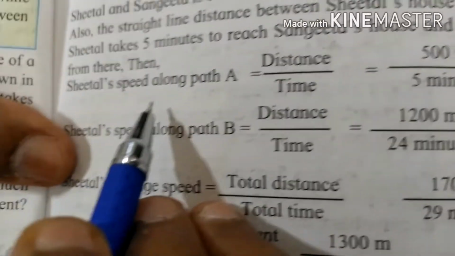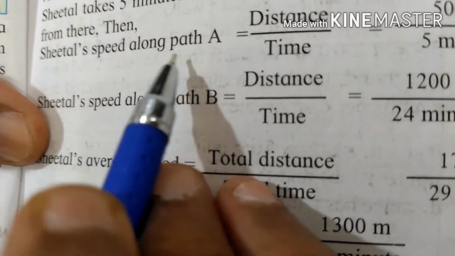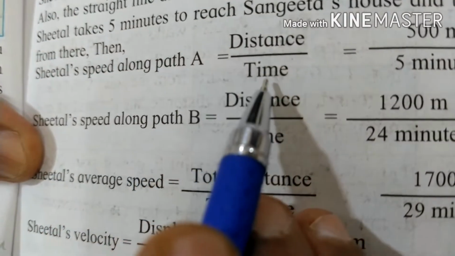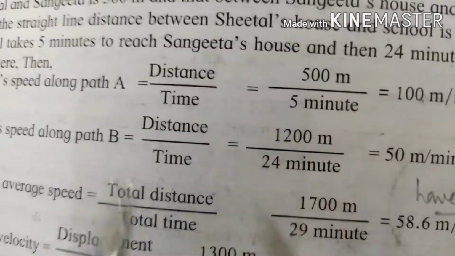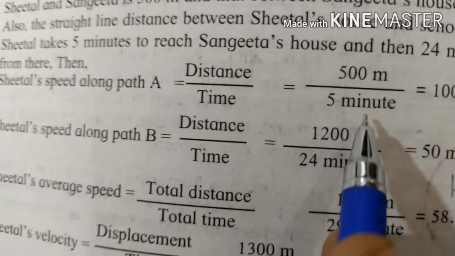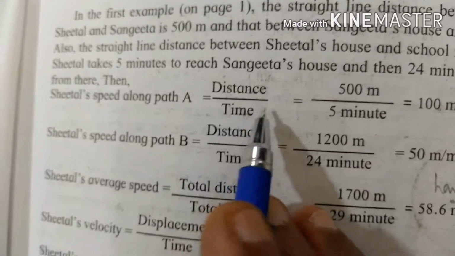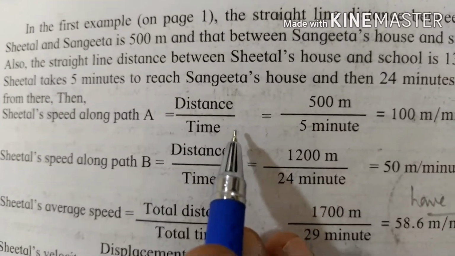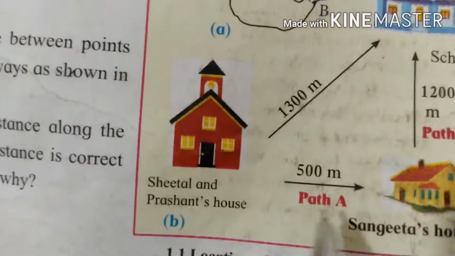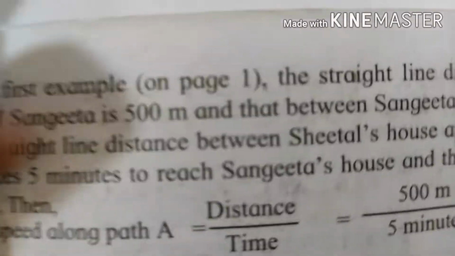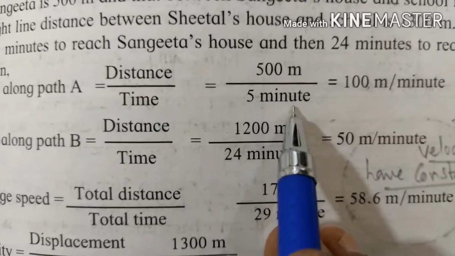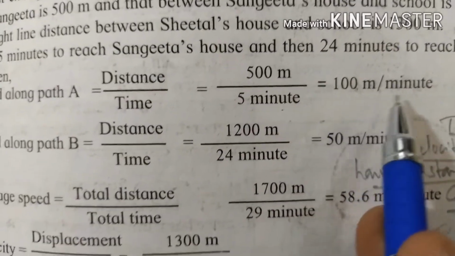So we have to calculate Sheetal's speed. Sheetal's speed along path A is distance upon time, and for path A that is 500 meter upon 5 minutes. Which is path A here? This one. We are calculating the speed along path A, then we will calculate the speed along path B. What is the speed here? 500 meter upon 5 minutes, and that comes to 100 meter per minute.